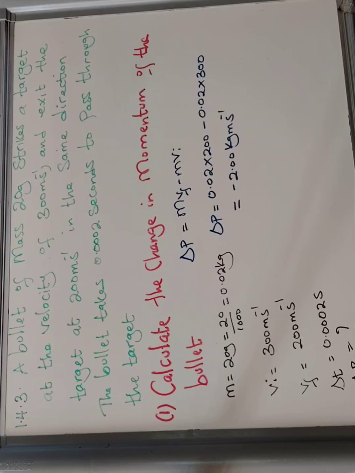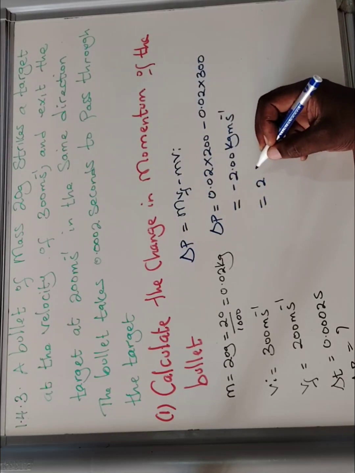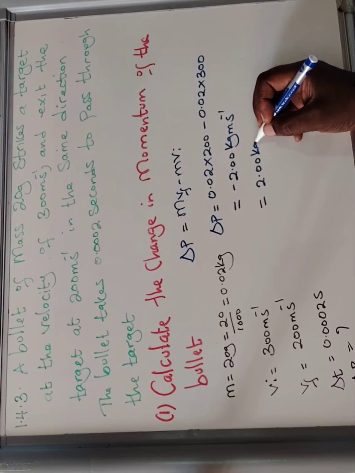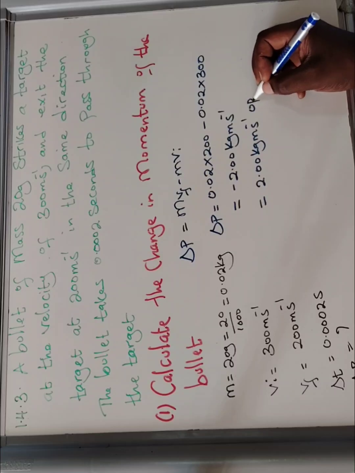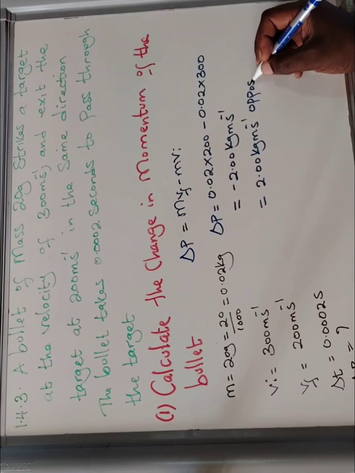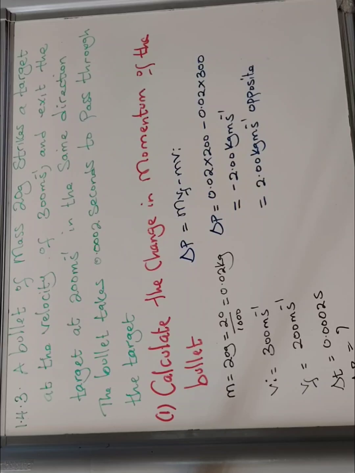And what does negative mean? Negative implies direction. The direction is opposite to the initial direction of movement of the bullet. So we can say here 2.00 kilogram meters per second opposite to the initial direction.